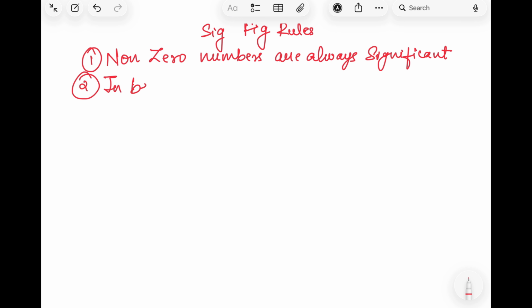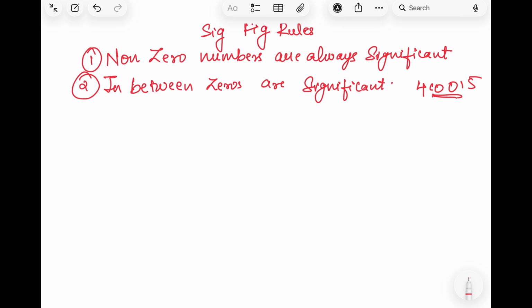Second, in between zeros are significant. The second point says that, as I said, non-zero numbers are always significant, but zeros are also significant only when they are in between the numbers. If there are two zeros between two non-zero numbers, these also become significant because they are in between two non-zero numbers. This is the second rule.